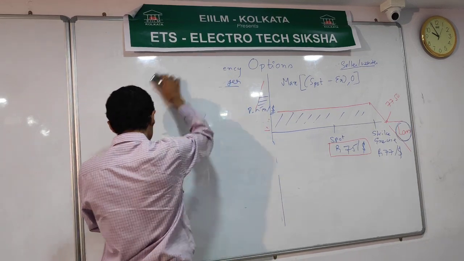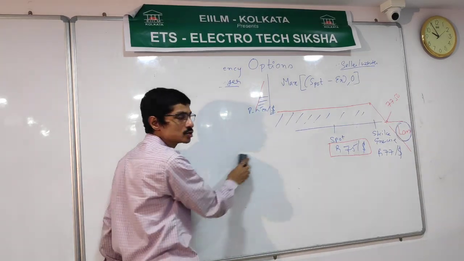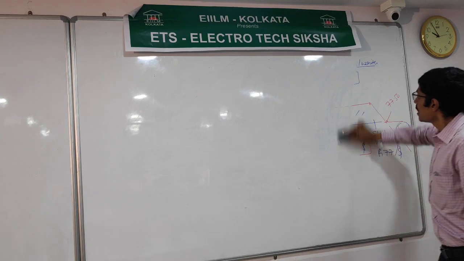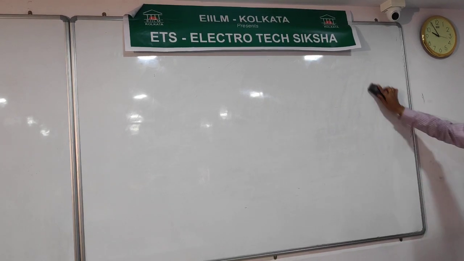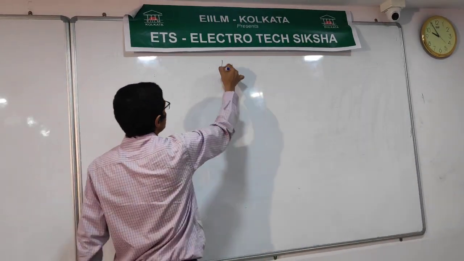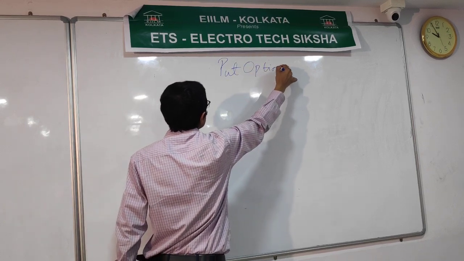In the put option also there will be two participants: the buyer and the seller. How the agreement is made, we first see, and then we will take up this example with currency options. That means a put option is an option to sell.